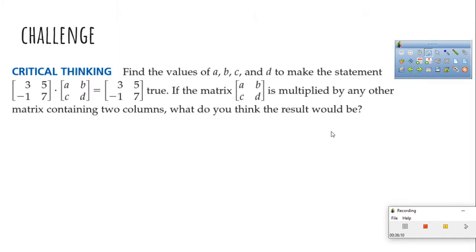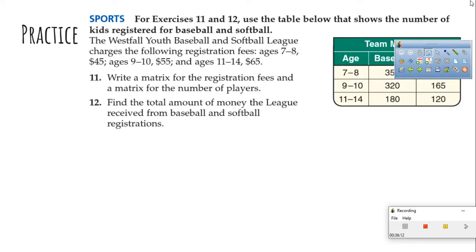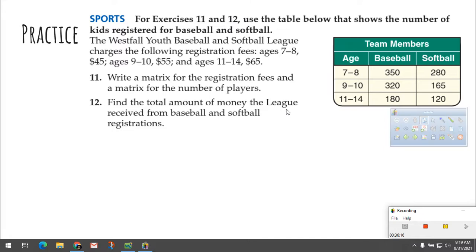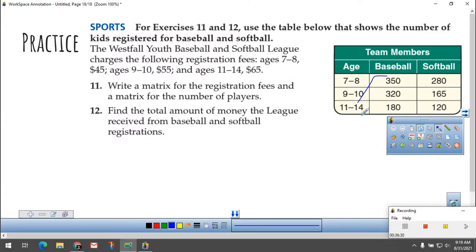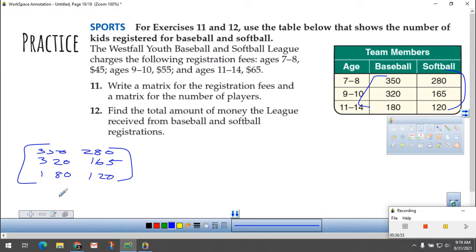Alright, I think, well, there's 2 more. For this one it says, write a matrix for the registration fees and a matrix for the number of players. Well, the number of players is this matrix right here. So that would be 350, 280, 320, 165, 180, and 120. And notice that that's a 3 by 2 matrix. So if I want to multiply by anything, it's got to be a 2 by something matrix.